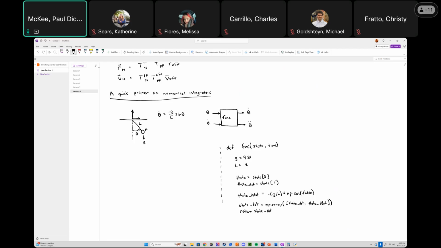Okay. We didn't actually answer any question yet. All we're doing is building tools to answer a question. The question might be something like, plot the angle of this pendulum over time given some initial condition. So we'll say plot theta over 10 seconds if theta initial is 45 degrees and theta dot initial is 0. So it's starting from rest.